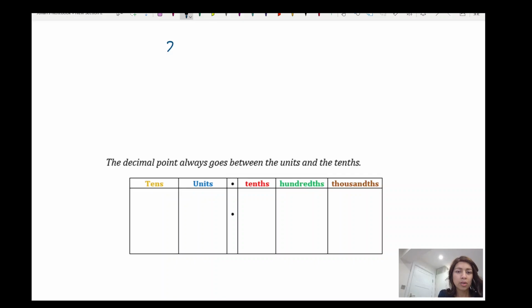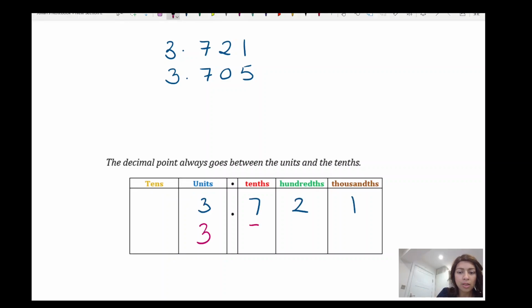Let's look at another example. 3.721 and 3.705. Let's write them out so it's easier for us to see the place values. First number has 3.721 and our second number is 3.705. Both numbers have 3 units. Both numbers also have 7/10, so up to this point they're both exactly the same.